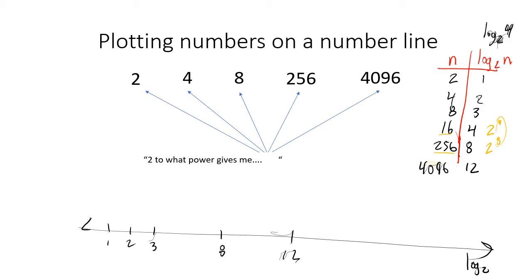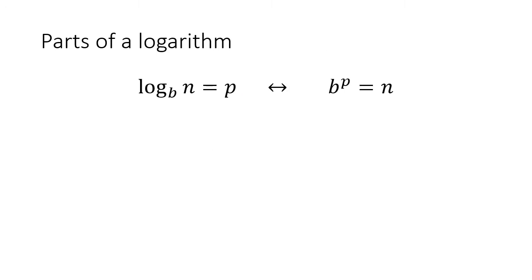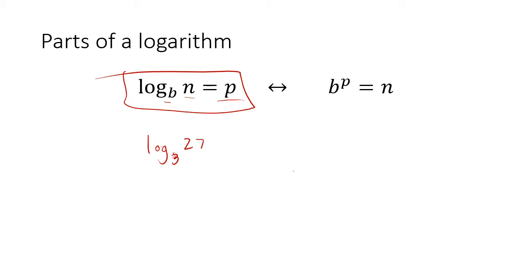Now let's just define a couple things about a logarithm real quick. So here's what a logarithm looks like. It's this one right here. So how we say this is log base b of n is equal to p, or b to what power gives me n. And so here's an example, right? If I had log base 3 of 27. So 3 to what power gives me 27? 3 to the 3rd power gives me 27.